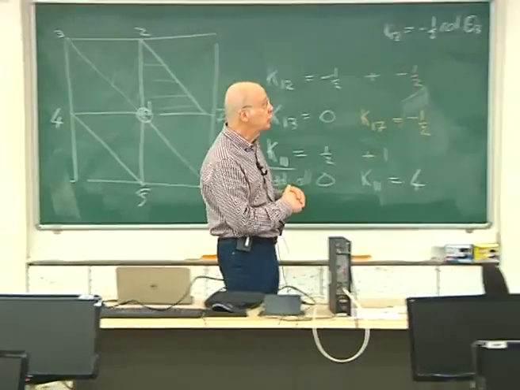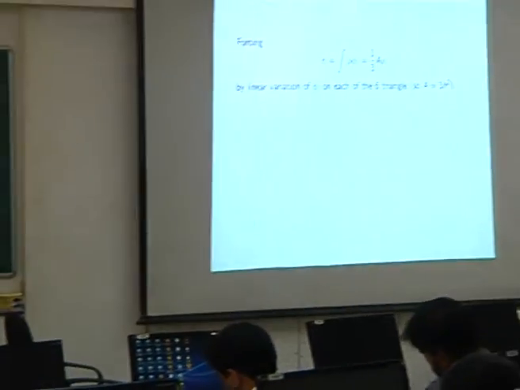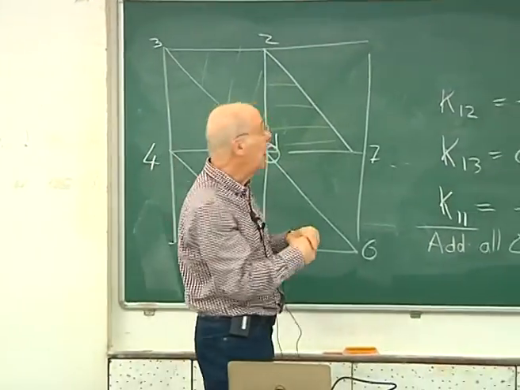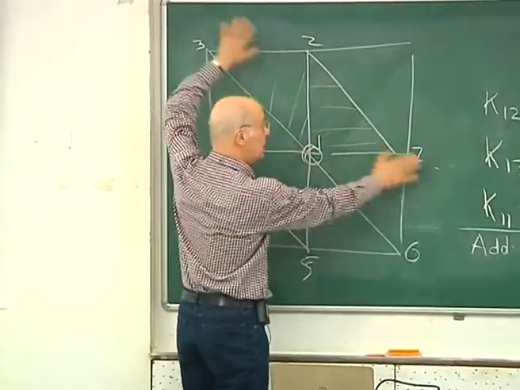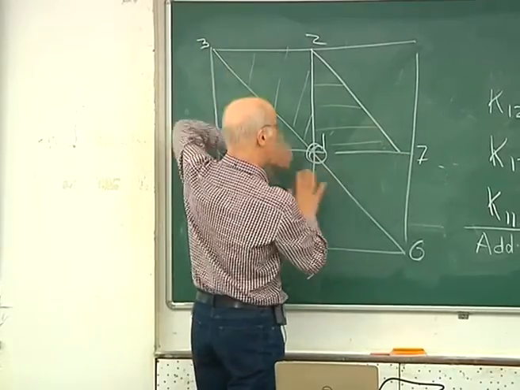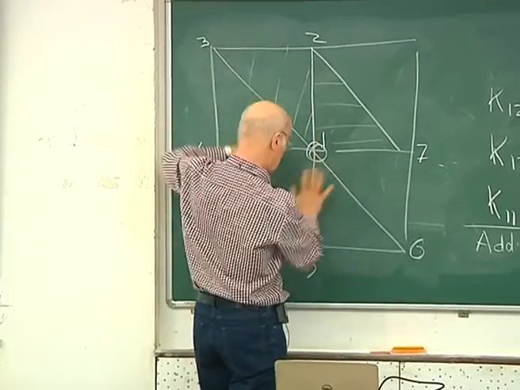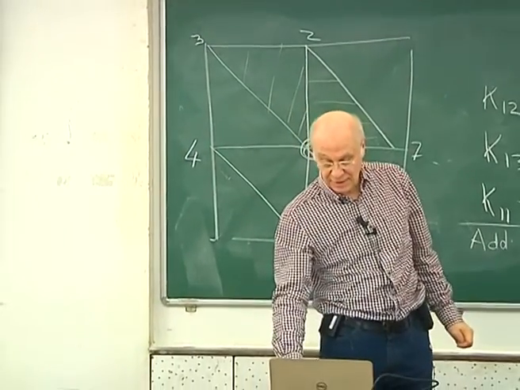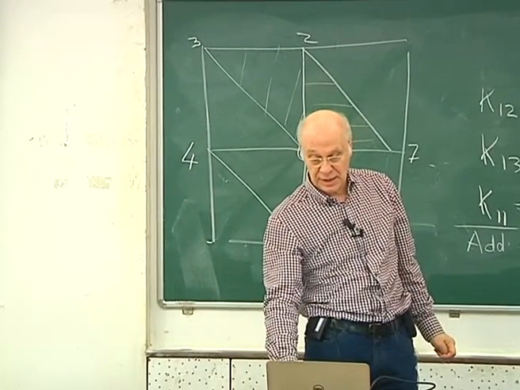Okay, when it comes to working out the forcing for this point here, there are, as you can see, 6 triangles that contribute. So I have to know what is the area of those 6 triangles. And I've got linear functions. I have to integrate a linear function, say, by a constant. So integrating linear functions over those 6 triangles, the end result is to get a third of the area.